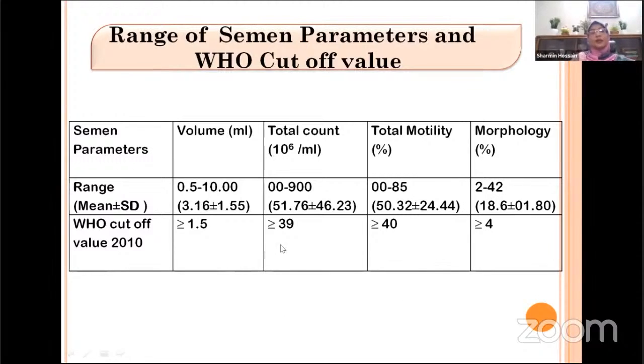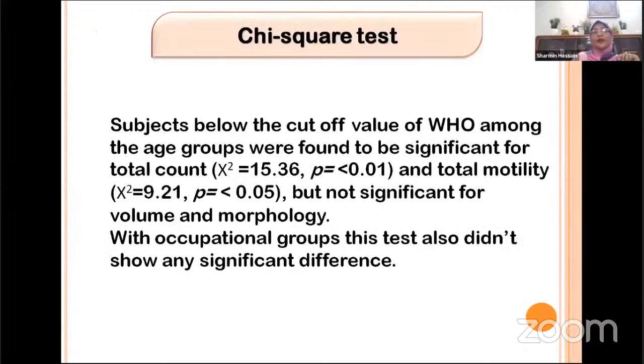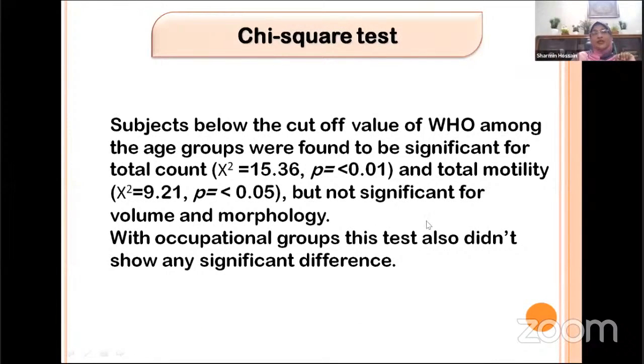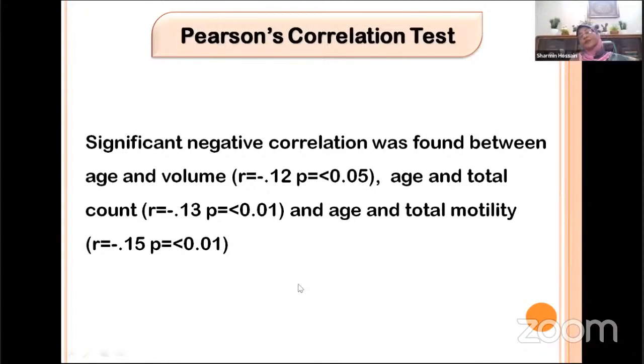And here the WHO cutoff value is shown for each parameter, and the subjects below the WHO cutoff value were compared. And the chi-square test showed that subjects below the cutoff value of WHO among the age groups were found to be significant for the total count and total motility, but not significant for volume and morphology. This test was also done for occupational groups, but showed no significant difference.